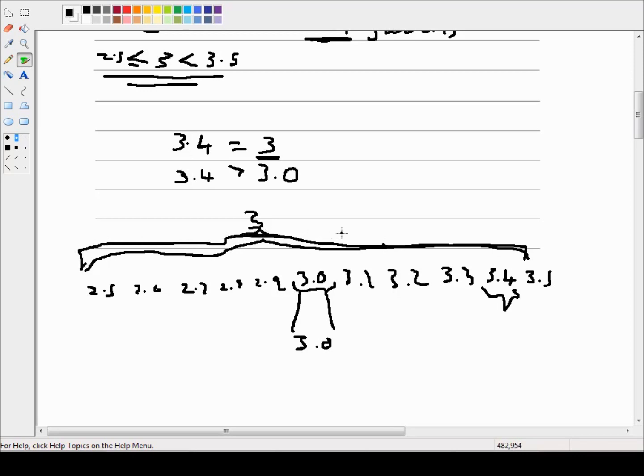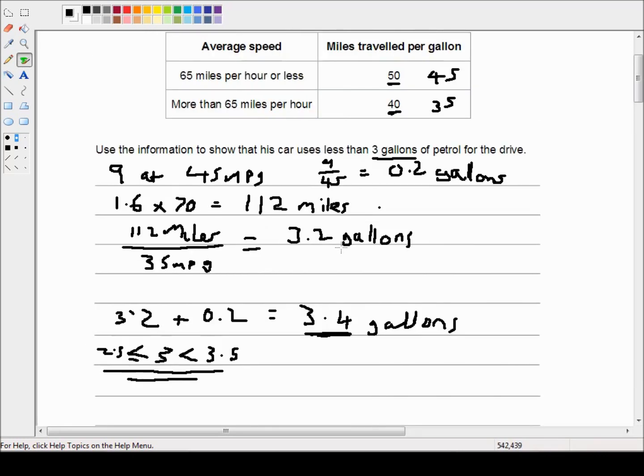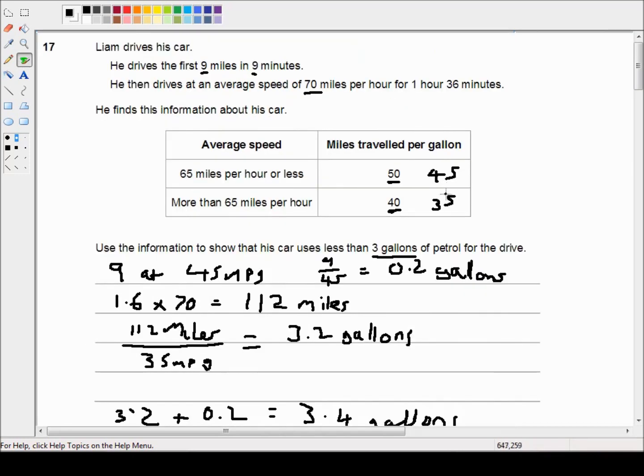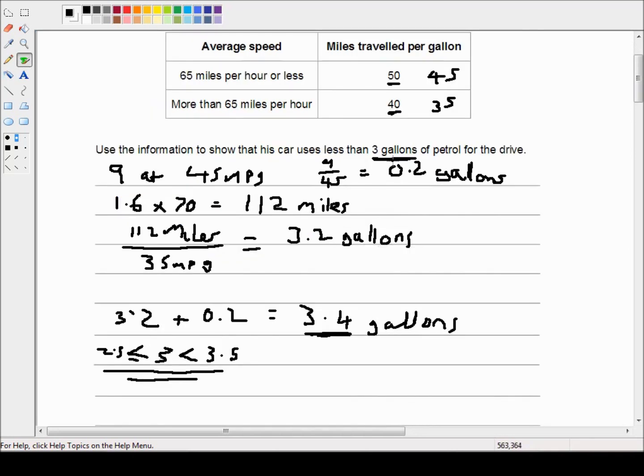So if you are thinking in terms of upper and lower bounds, even when you take in the upper and lower bounds, this question is still correct. You are still saying that the car uses less than 3 gallons of petrol for the drive, or at least less than or equal to 3 gallons.